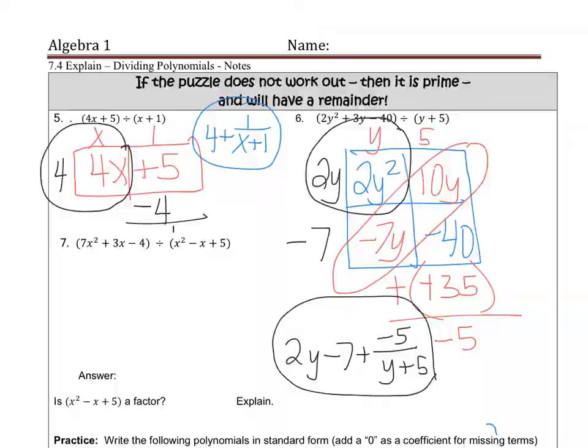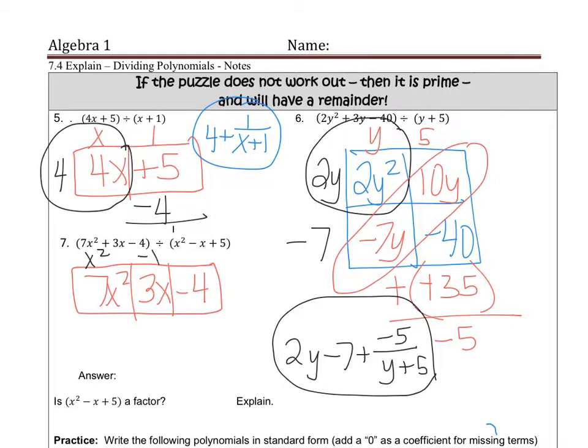Well, let's look at number 7, because number 7 is actually a trinomial divided by a trinomial. So I can go ahead and just say 7x squared plus 3x minus 4. Go ahead and put that in my box. And then I'm dividing this thing by x squared minus x plus 5. So again, I'm just going to focus on this first box. 7x squared divided by x squared has to be a 7.